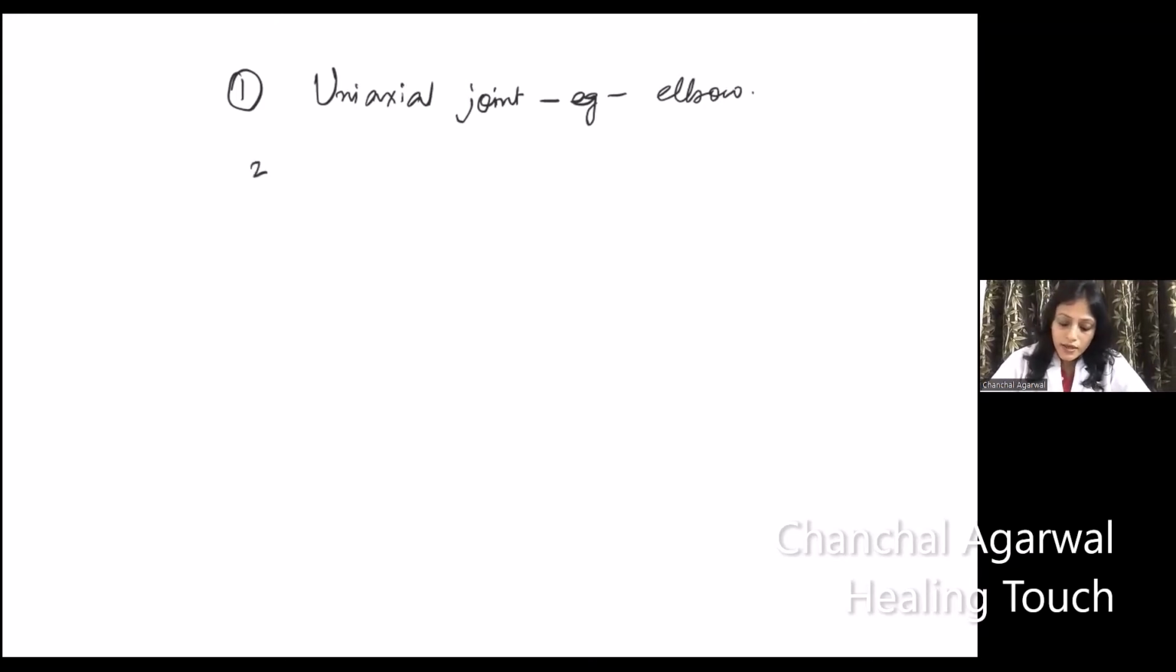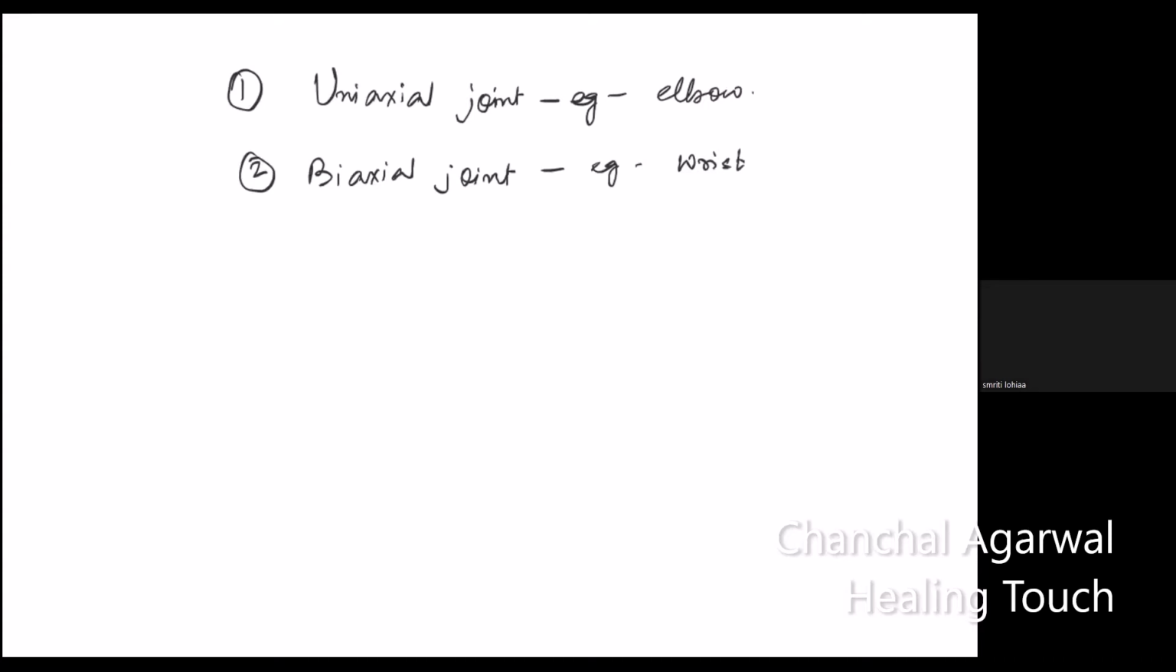Okay. The second one is biaxial. Biaxial means the type of joint which can move in 2 directions. Then we call it a biaxial joint. For example, wrist. Yes, the wrist is an example of a biaxial joint.